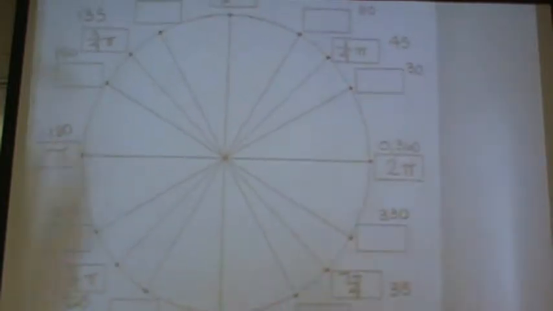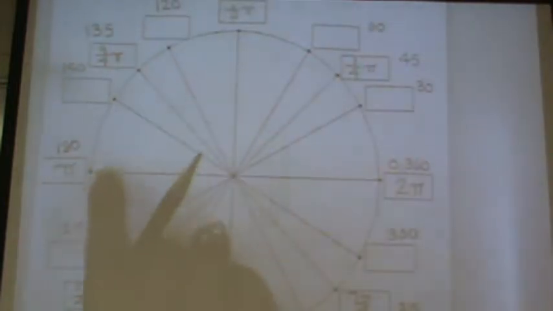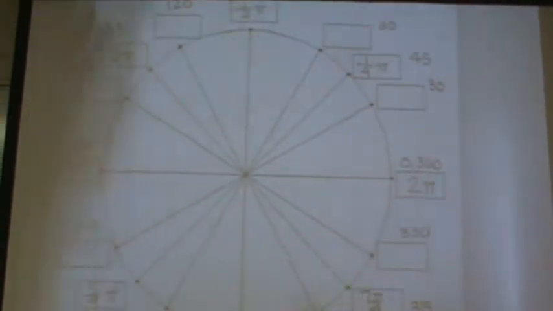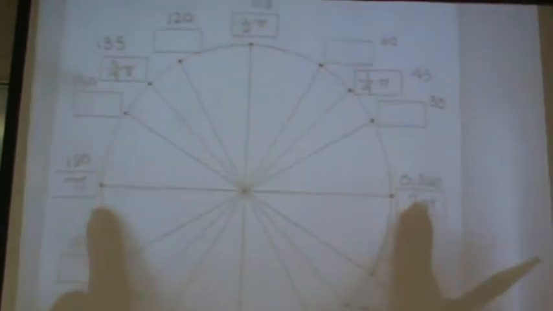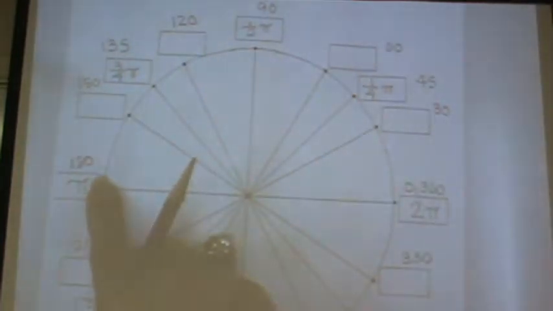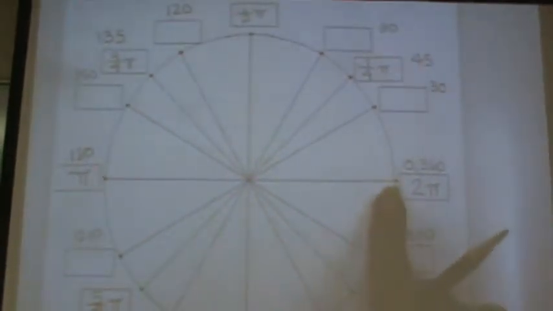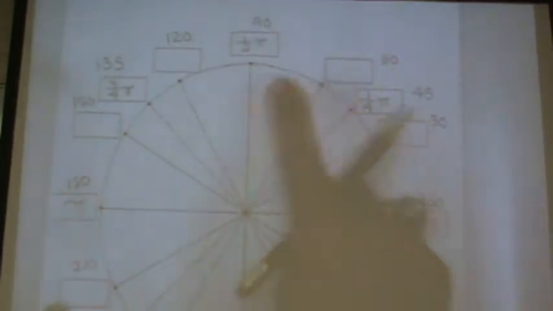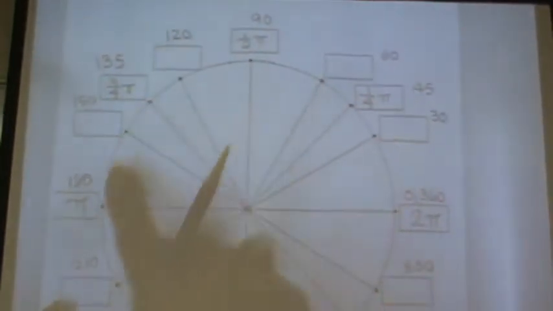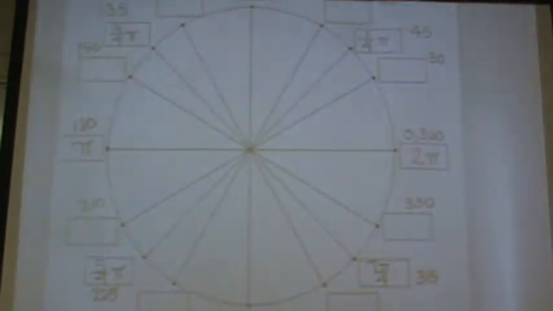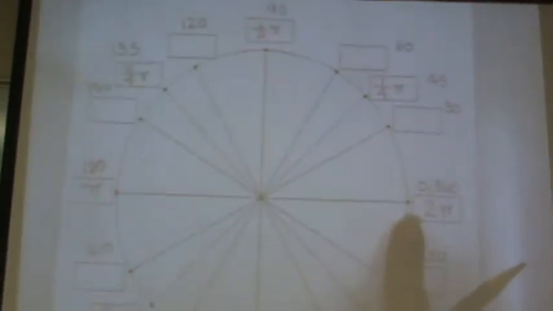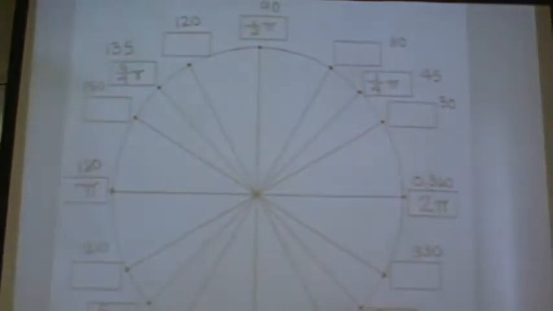Okay, so let's do it again. So 0, 1, 2, 3, 4, 5, 6, like that. So 0, this is a half, 1, 1.5, 2, 2.5, 3, 3.5, 4, like that. 1/4, 2/4, 3/4, 4/4, 5/4, 6/4, 7/4, 8/4. You can keep going. 9/4, 10/4, 11/4, 12/4. You can keep doing that.